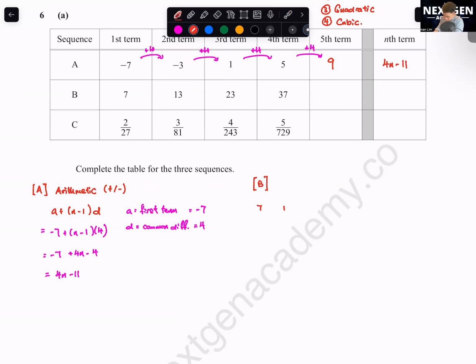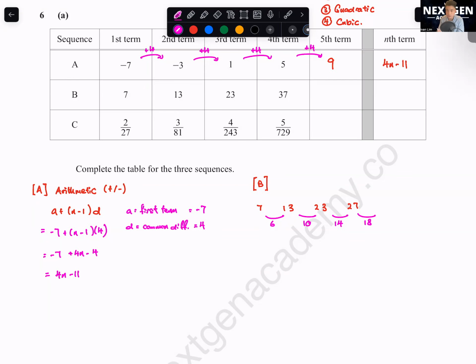I write this down here first: 7, 13, 23, 37. If you look at the pattern here, let's see the differences. First layer: 6, 10, 14. What is the pattern over here? The difference keeps on increasing by 4, right? Can you all see the pattern? It increases by 4, 4, 4. So that means for my next one, I need to plus 18. Another 4.